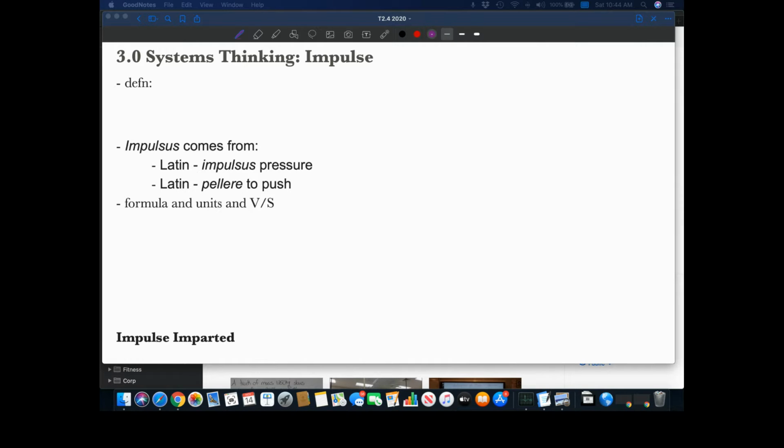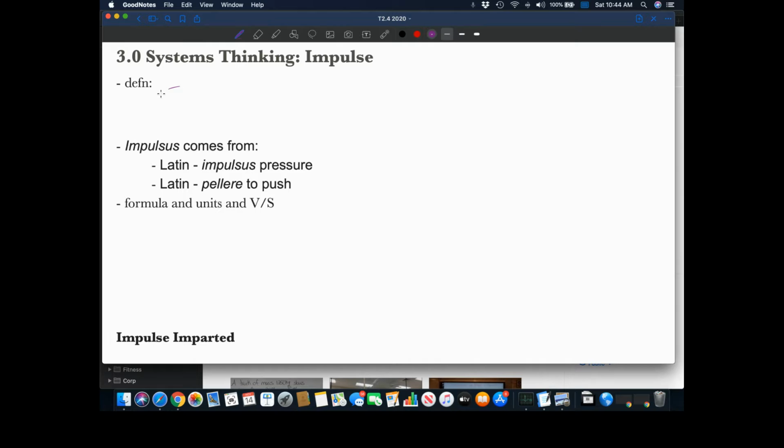So the definition of systems and of impulse, this is a definition I'm going to give you for what it means, but it's not something you would find anywhere per se, but it does explain what it is in words. Usually if you look this up, you'll just find the formula if you look for a definition of impulse. But I'll tell you what it actually means.